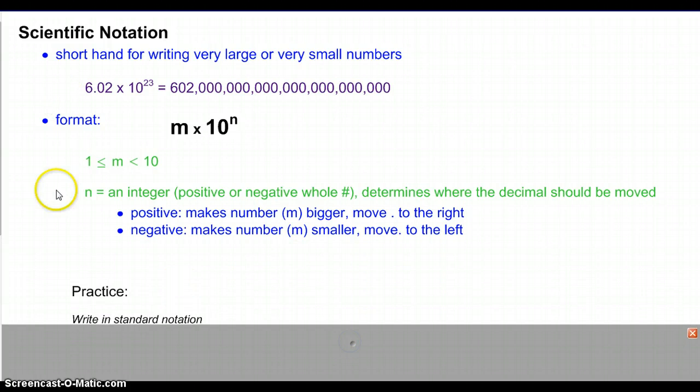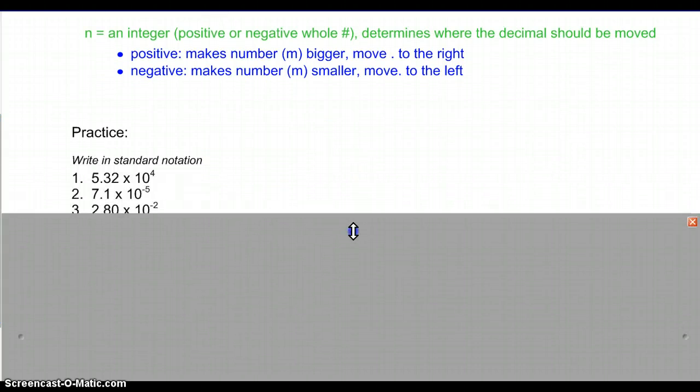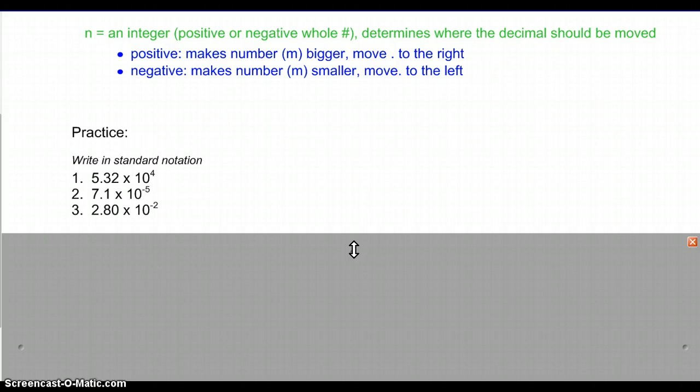So why don't you right now, to practice, try writing these first 3 numbers here. Write them in standard notation. So take them from scientific notation and write them in standard. So pause the video at this moment and practice it right now.